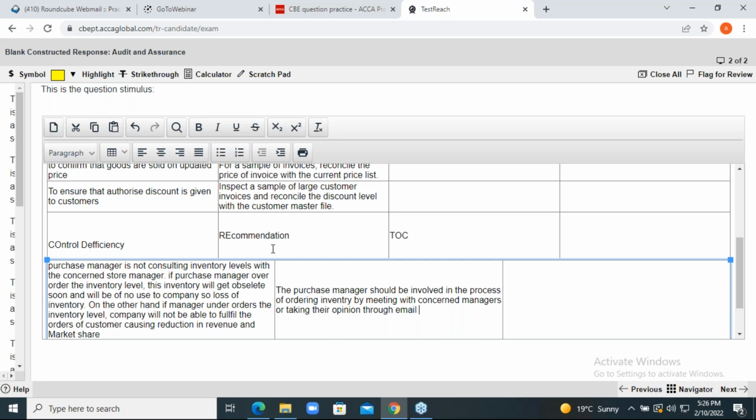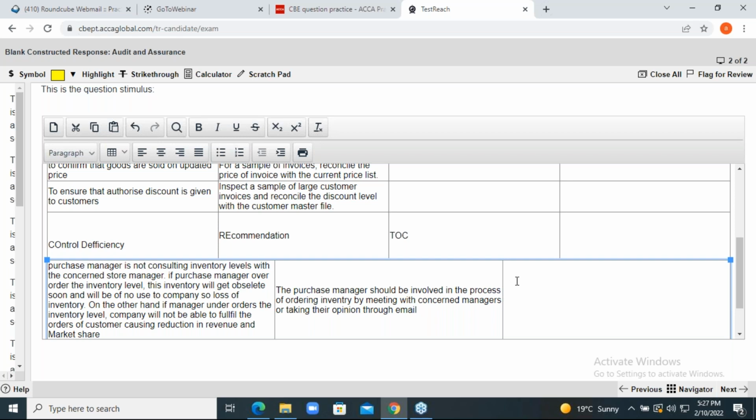Now, this is a recommendation. Whenever you are thinking of a recommendation, keep this important thing in mind: you are also going to write a test of control for that in the next column. So write a recommendation for which you can write a test of control as well. Sometimes a student writes a recommendation and after that thinks for 2 minutes about what test of control can be written for it. So whenever you think of a recommendation, always think of the test of control as well.